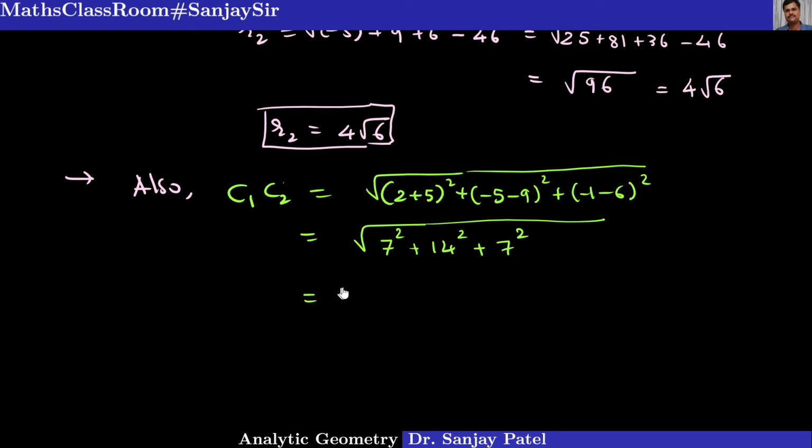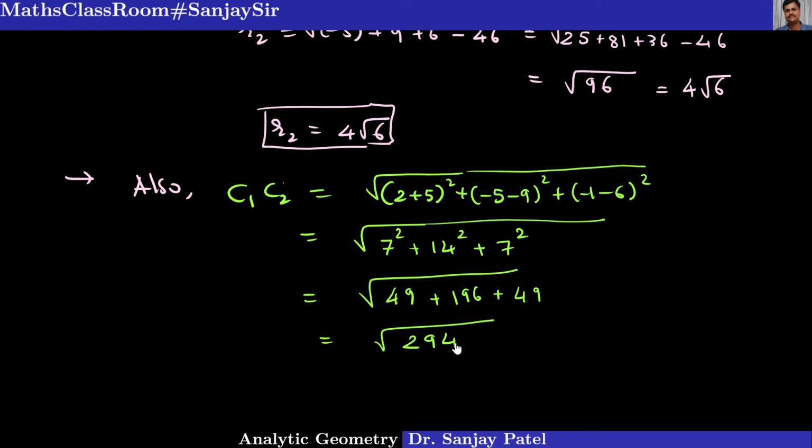So it is 49, and 14 square is 196. This is also 49. And if you add up, 49 plus 49 is 98, plus 196, so we'll get 294.